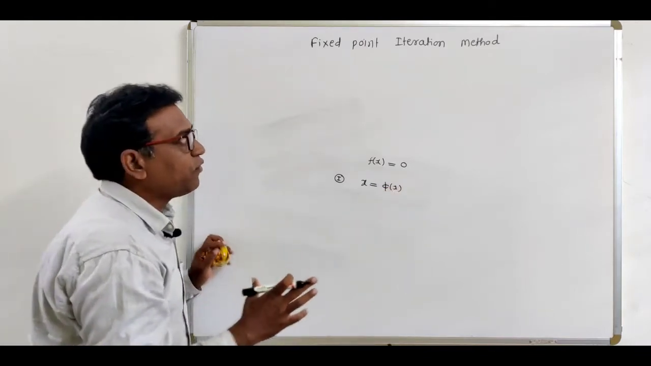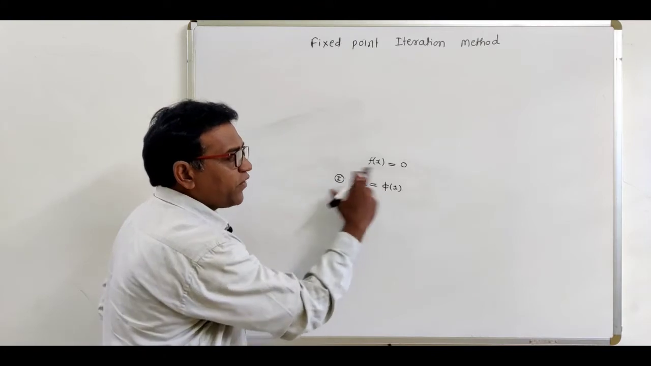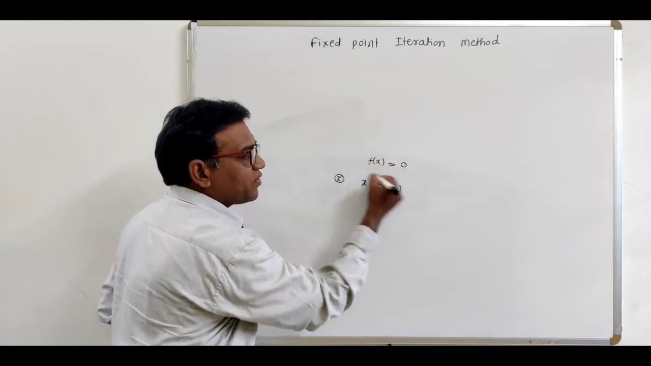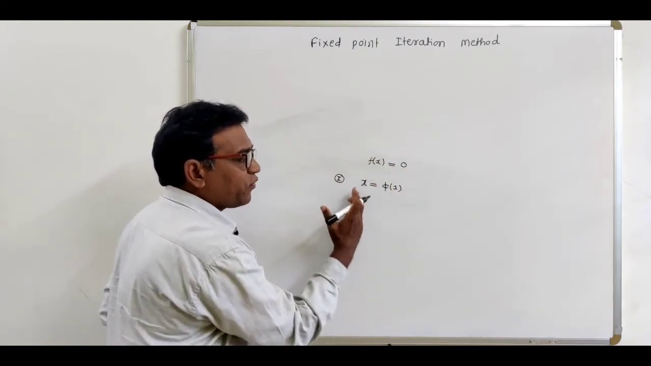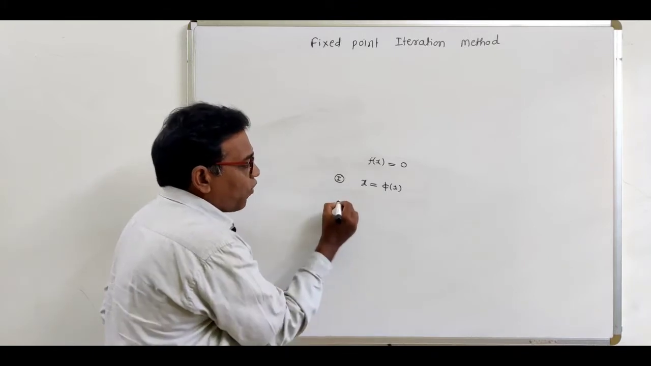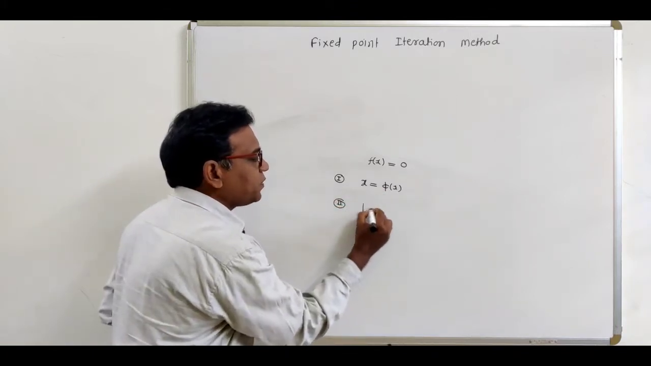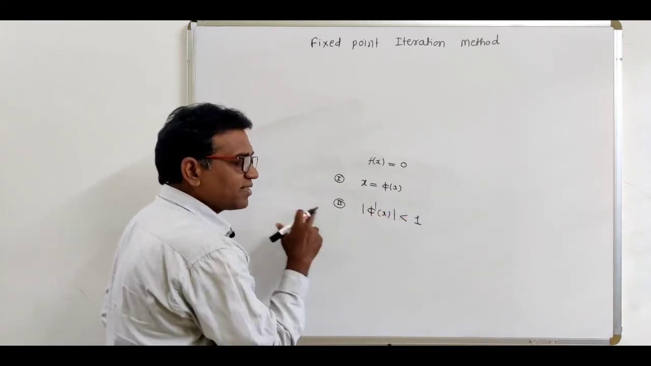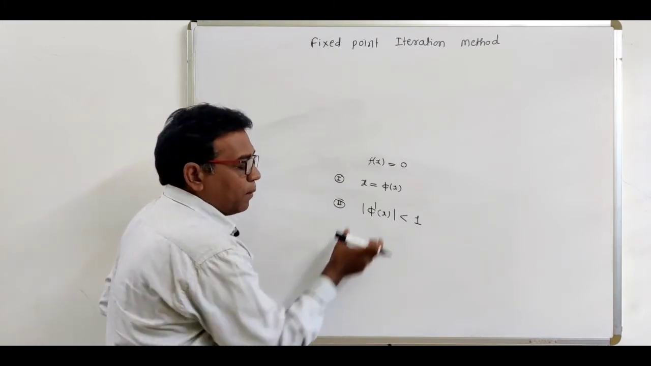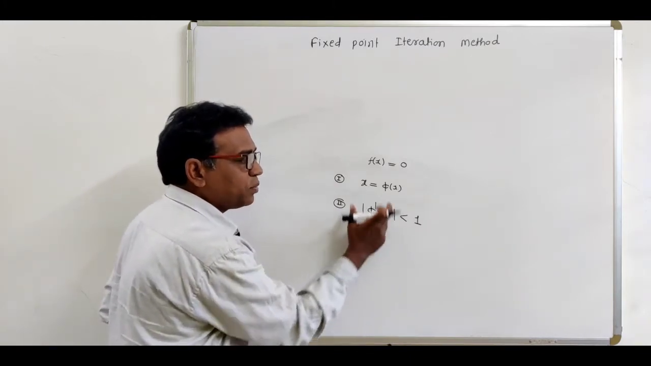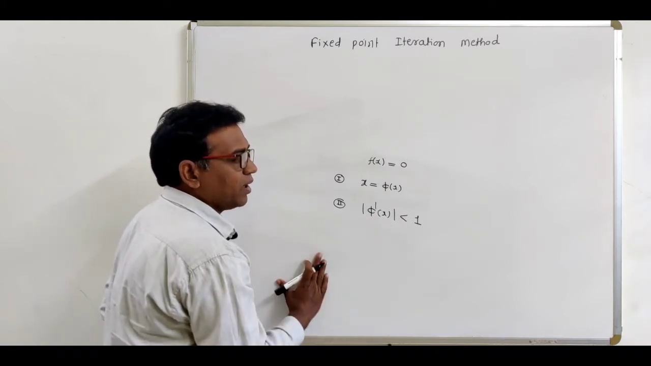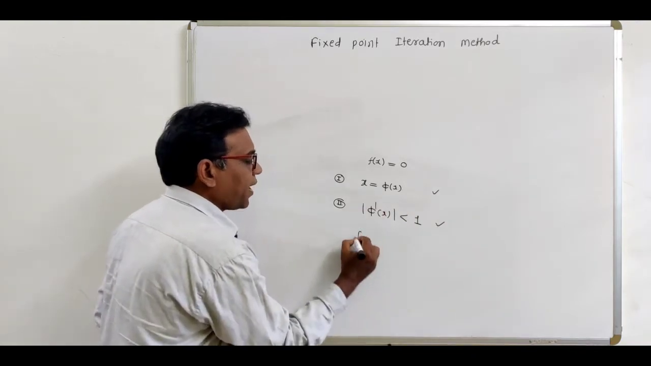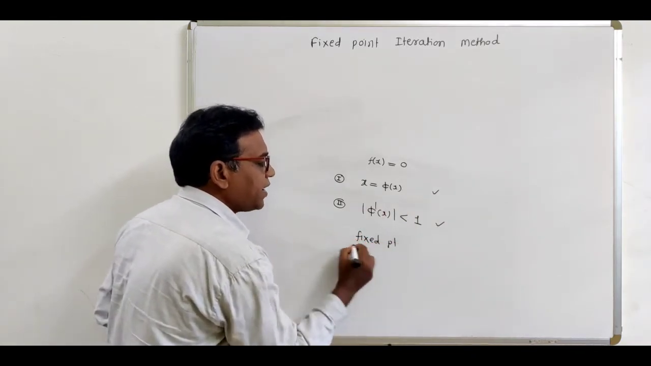What is the working rule for this iteration method? If f(x) equal to 0 is the given equation, the first step is to express it in the form x equal to phi of x. What is the second step? The size of this derivative should be less than 1. This is the second condition, a sufficient condition: modulus of phi dash x is less than 1. If these two conditions are satisfied, then we can apply this fixed point iteration method.